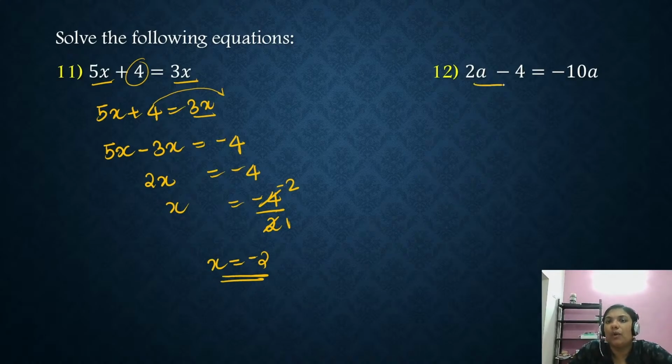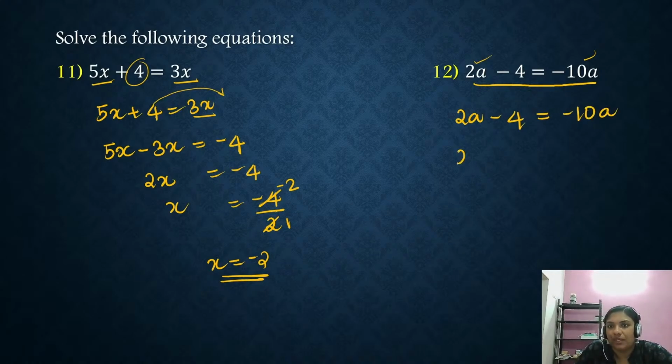Similar question. 2a minus 4 is equal to minus 10a. In this equation also, variable terms are present in both LHS and RHS. So let's write the equation. 2a minus 4 is equal to negative 10a. 2a plus 10a. Why? We have moved this 10a to LHS. Why? Because we are bringing the variable terms together. Now, negative 4 will come over here. So, it will become positive 4.